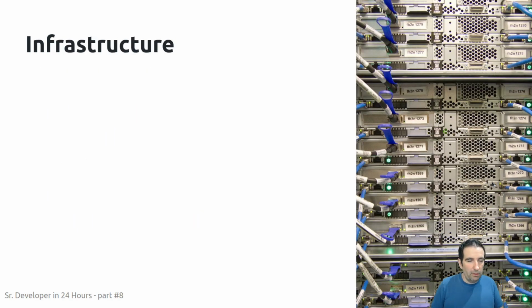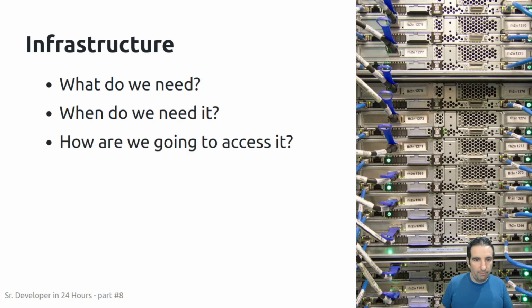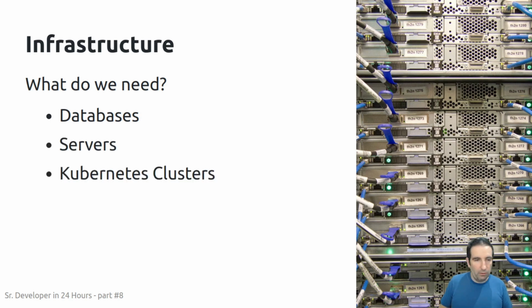Okay, so let's talk a little bit more about infrastructure. In particular, we have to identify what do we need, when are we going to need it, how are we going to access it. And a lot of this depends on where this falls within our plan. So for example, what do we need? And this is fairly straightforward. Things like databases, servers, Kubernetes clusters, because now, we are always trying to deploy things in containers, but we still need to have the infrastructure where that container is going to run.